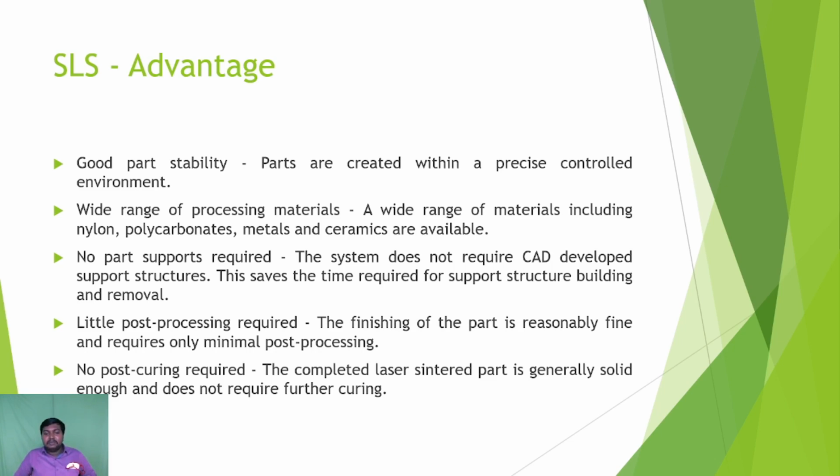We can use a wide range of materials in selective laser sintering, including nylon, polycarbonates, metals and ceramics. And no support structure is required. The main point is no support structure is required. The system does not require a CAD-developed support structure, which saves the time required for support structure building and removal.